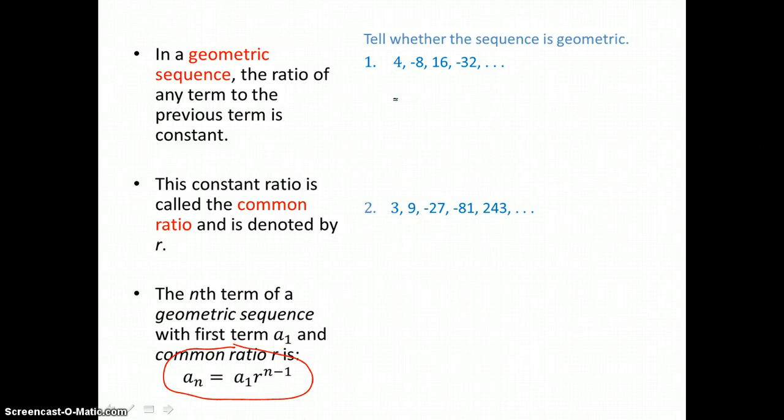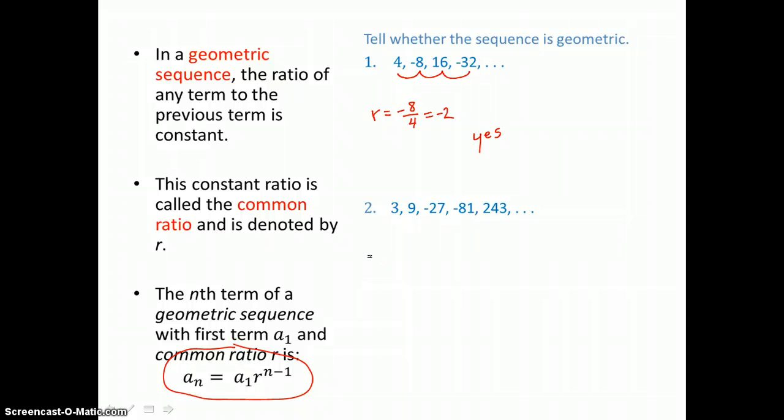Tell whether the sequence is geometric. In problem 1, we'll look for that common ratio by dividing two terms in a row. Negative 8 divided by 4 gives us negative 2. Now we should be able to multiply each term in this sequence by negative 2 and get the next term if it is a geometric sequence. 4 times negative 2 is negative 8. Negative 8 times negative 2 is positive 16. Positive 16 times negative 2 is negative 32. So our test holds, and we can say yes, this is a geometric sequence.